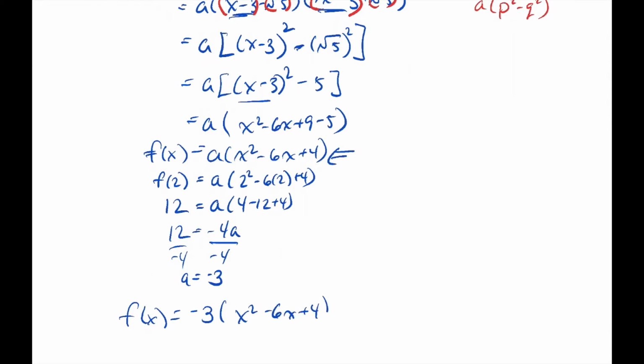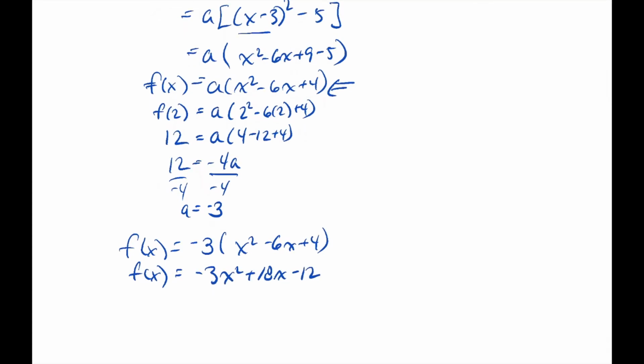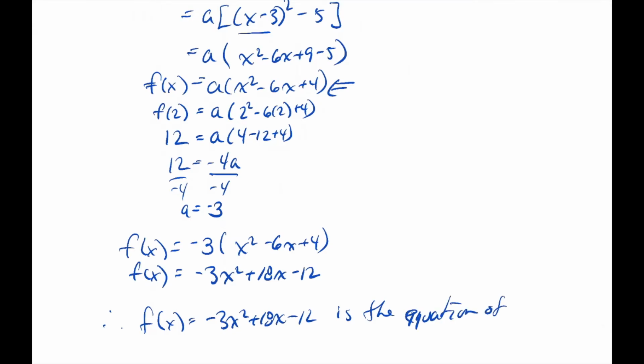So this is not standard form. I need to distribute the 3. So it's going to be negative 3x squared plus 18x minus 12. So that's our equation. So therefore f of x is equal to negative 3x squared plus 18x minus 12 is the quadratic equation of the quadratic.